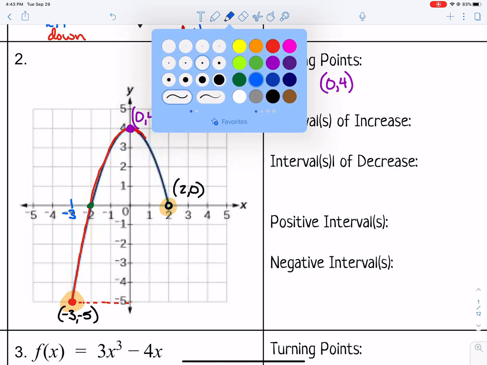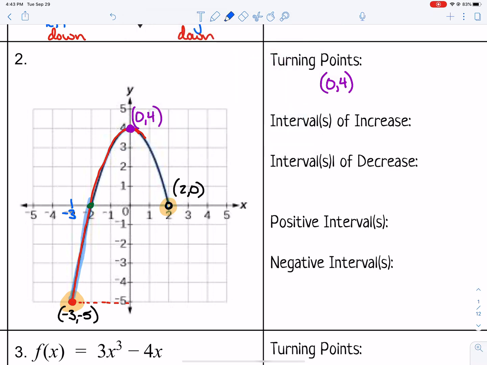So we have an increase in this first interval. Remember, we look at the x values to pick that interval out. So the x value would be -3 up to this x value at the top, which was 0. So from -3 to 0, we had an interval of increase. And then this graph has an interval of decrease. Again, look at your x values to pick out your interval. So it goes from 0 to 2.